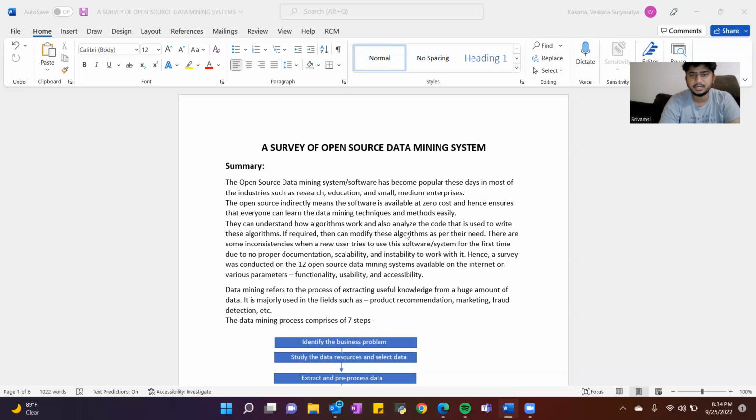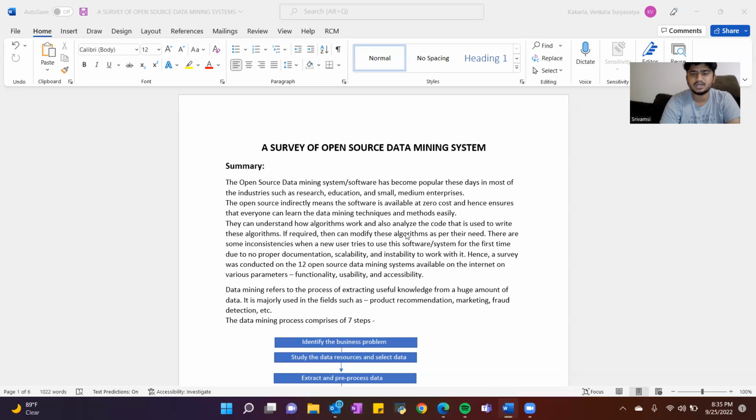They can understand how algorithms work and also analyze the code that is used to write these algorithms. If required, these algorithms can be modified as per their needs. There are some inconsistencies when a new user tries to use this software or system for the first time, due to no proper documentation, scalability, and stability to work with it.